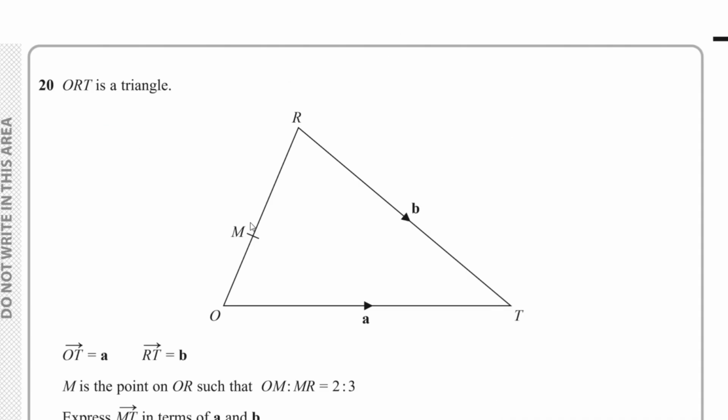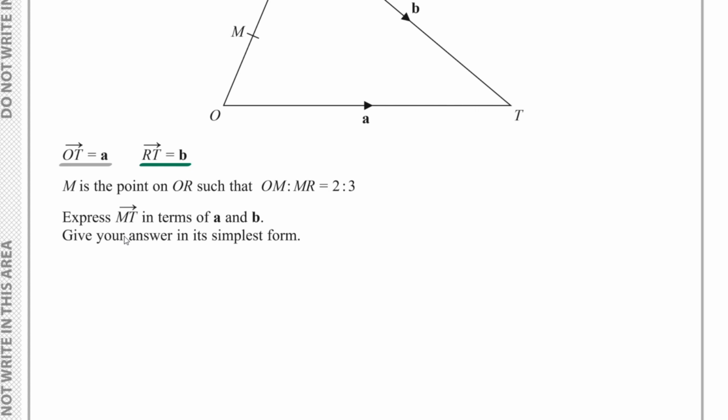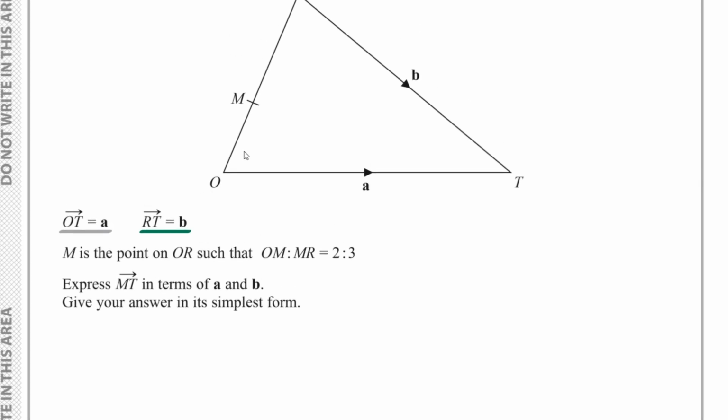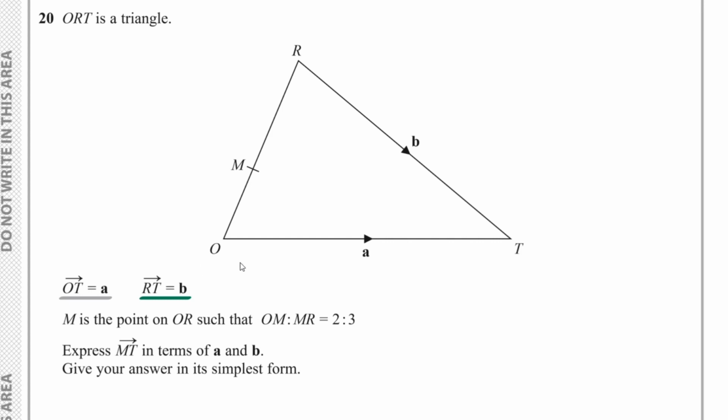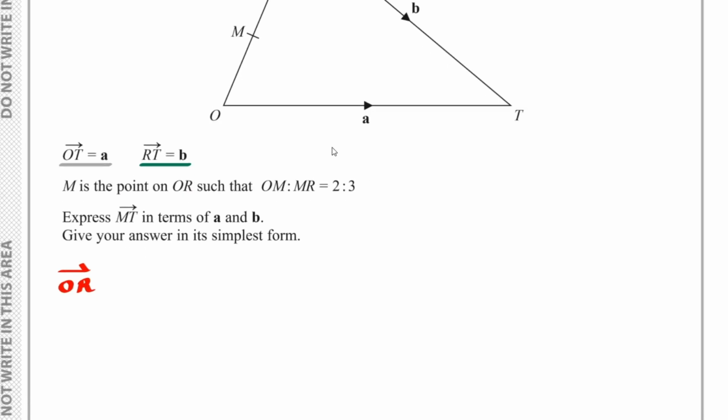Question number 20. We have OT, which is equal to A, and we've got RT, which is equal to B. We have M, which is the point on OR, such that the ratio OM to MR is 2 to 3. We have to express MT in terms of A and B. So we want to start at M and finish at T. And for us to do that, what we can find is the vector OR before anything else. And then we can use this ratio.